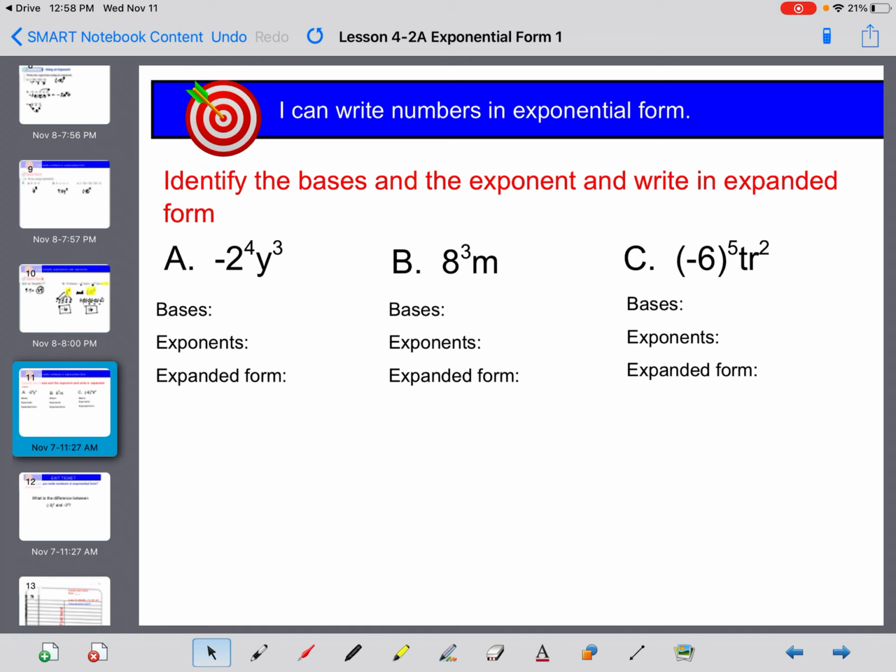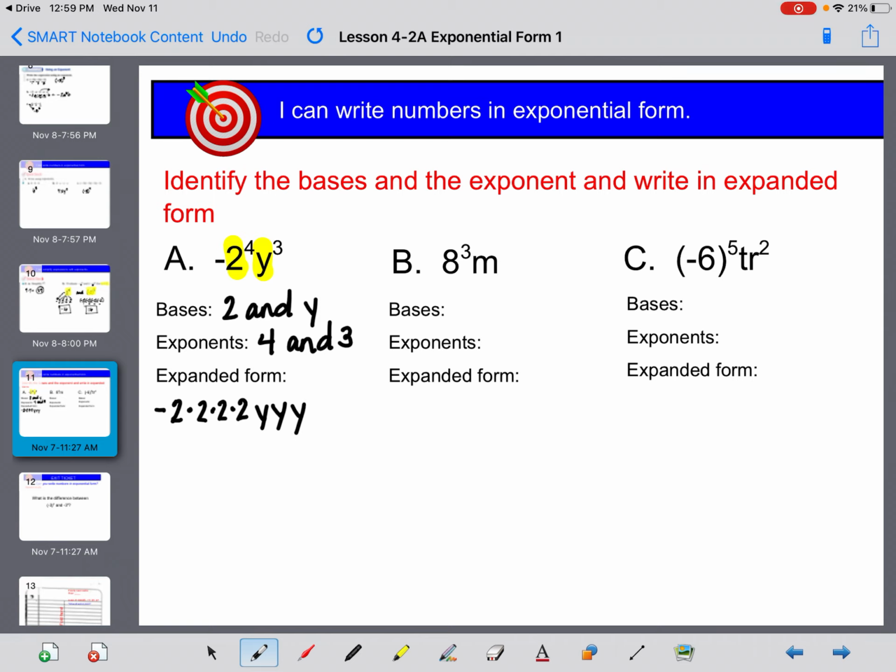All right, identify the bases and the exponents. Then write the expression in expanded form. Pause the video, try these 3 in your notes, then come on back to compare your answers to mine. The base here is only the 2 and the y. It does not include the negative. The exponents are 4 and 3. The expanded form of this is a negative sign with 4 2's and 3 y's.